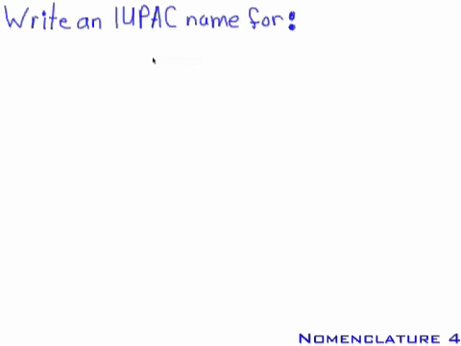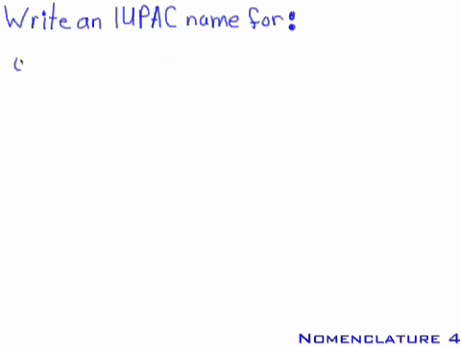In this Scribblecast lecture, we are looking at the solutions to the fourth problem set on nomenclature found at the end of the nomenclature section of the handout notes. In this section, we were asked to write an IUPAC name for a series of molecules.